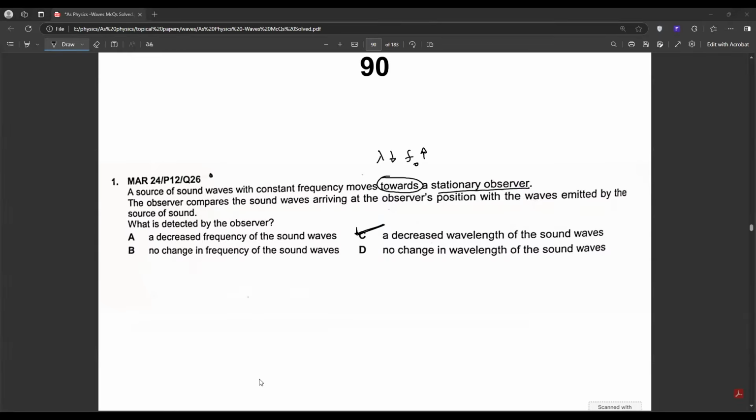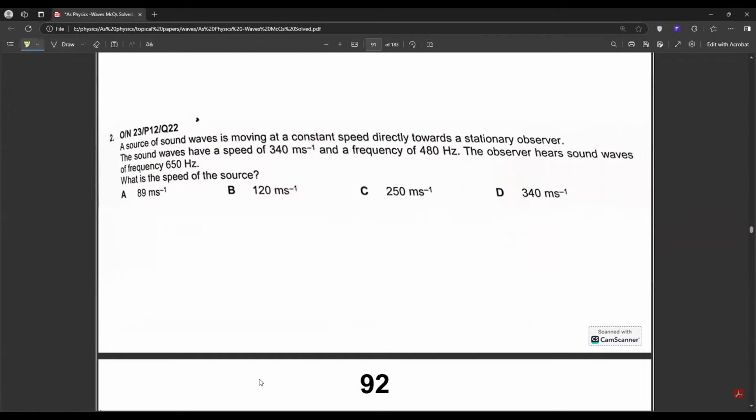Yeah, perfect. Let's further continue with the questions. A source of sound wave is moving at a constant speed directly towards a stationary observer. The sound waves have a speed of this. So this is the speed of sound V. The frequency of sound is this 480, that is Fs. The observer hears sound waves at a frequency of this. So this is the frequency observed. What is the speed of the source? You have to calculate Vs, that is the speed of the source.